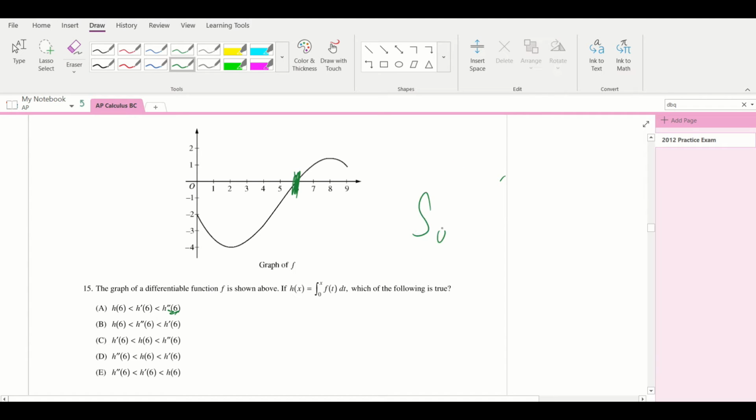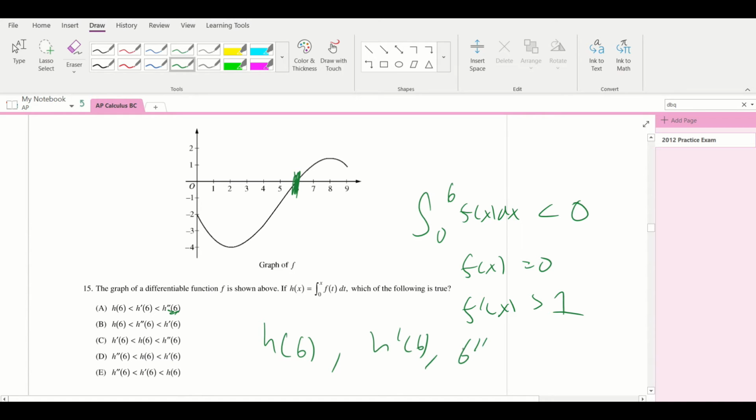So the integral from 0 to 6 of f of x dx is less than 0. We don't need to find the actual value, but we just need to find it relative to each other. f of x is 0 at this point, and f prime of x is greater than 1. So from least to greatest, it's h(6), then h prime(6), then h double prime(6). So it's just the first one right here.